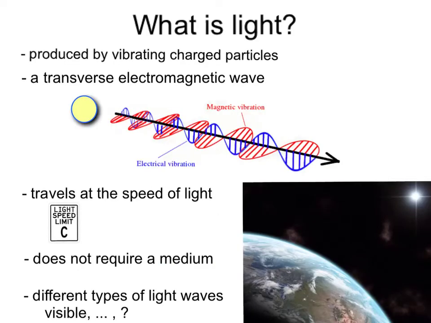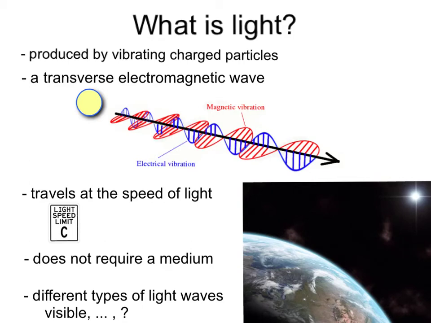Light is a transverse electromagnetic wave that's produced by vibrating charged particles. Here we see this electron here, and when it vibrates, it produces an electromagnetic wave, such that we have magnetic field lines in red vibrating perpendicular to electric field lines in blue.